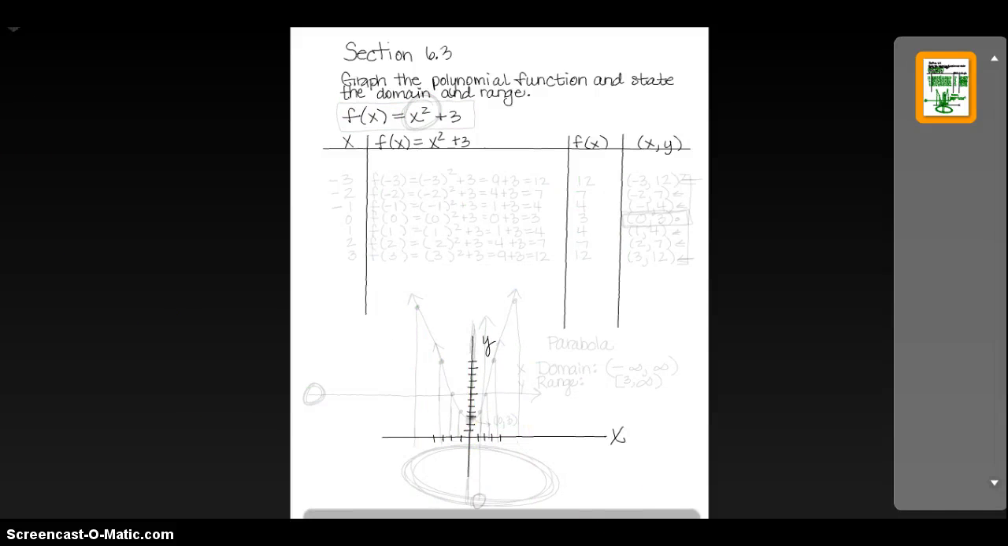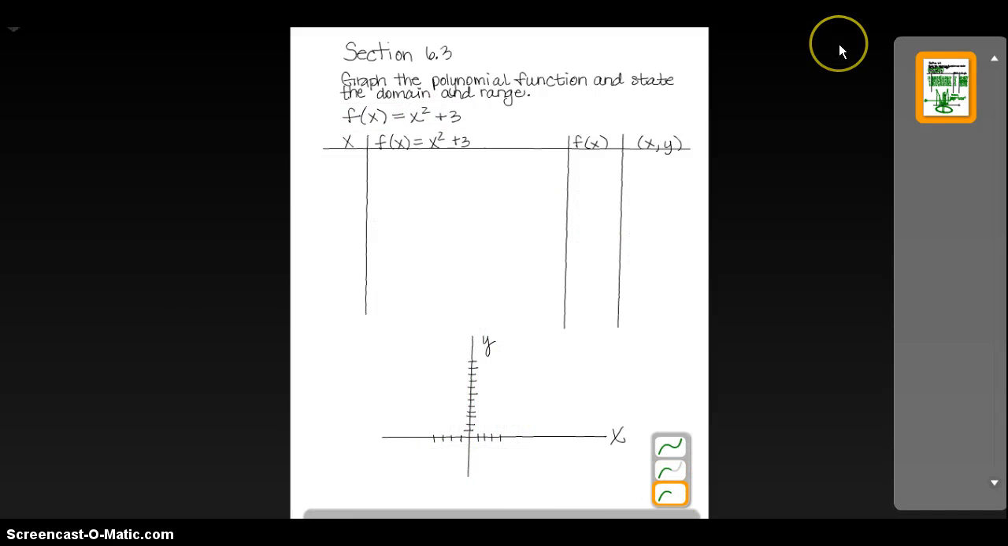In this example, we have to graph the polynomial function and state the domain and range. So here is my function, f of x equals x squared plus 3. To graph the function, I'm going to do it by point plotting. So I'm going to choose some values for x. I'm going to choose -3 through +3.